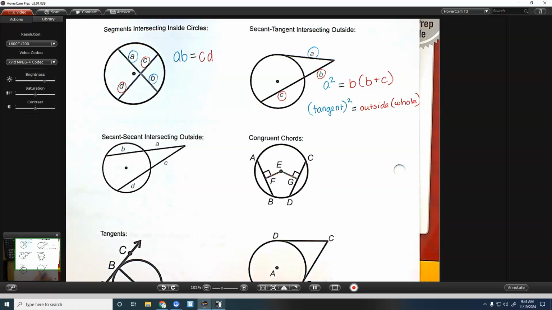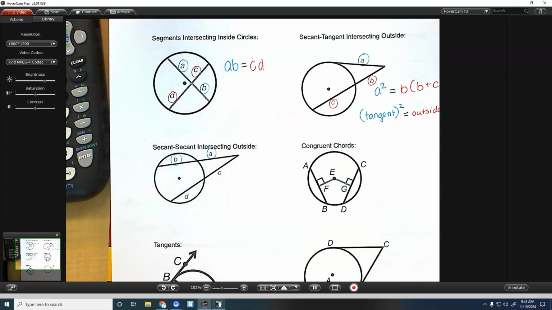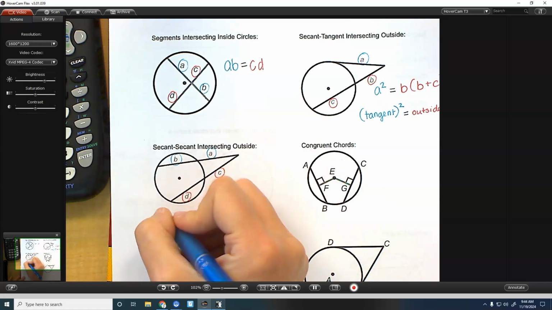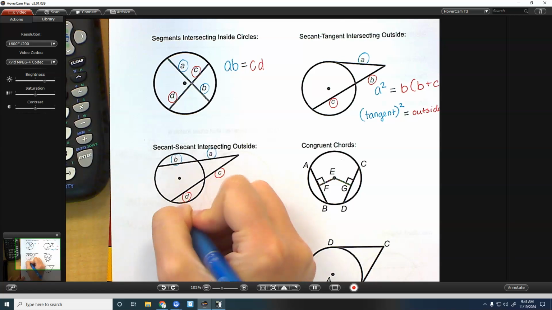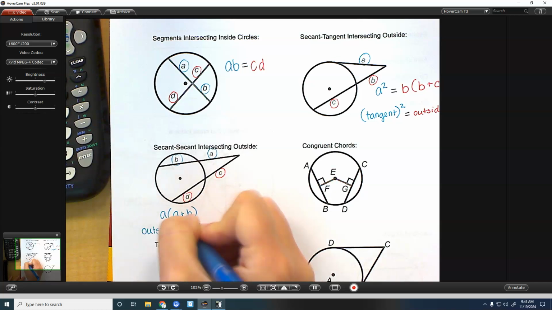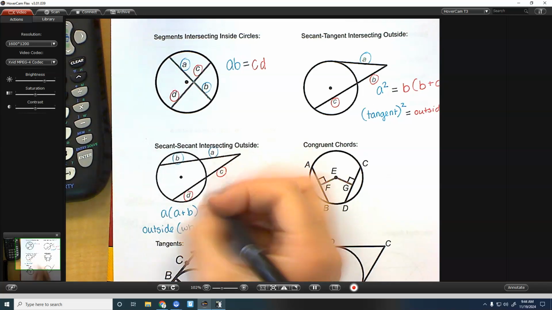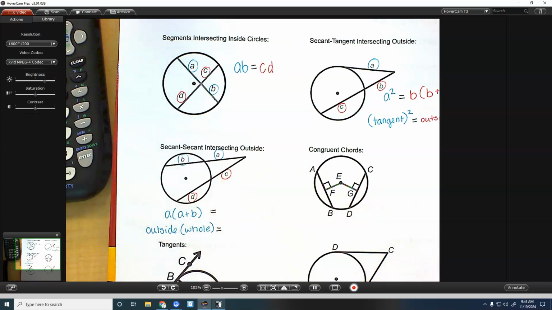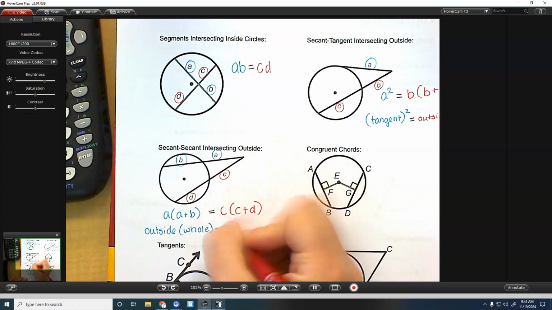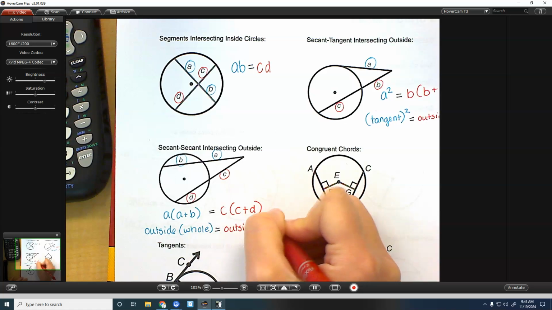Okay. For our secant, it's a lot like the tangents, but it's just both of them are this side. So it's going to be A times A plus B, which we can think of as the outside times the whole. And that will equal C times C plus D, which is the outside times the whole.